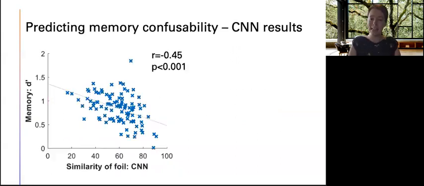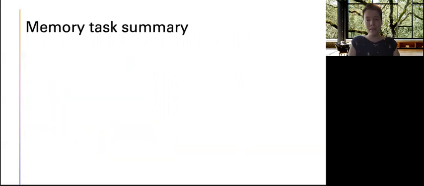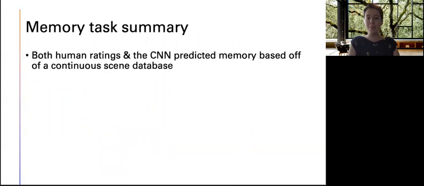What about CNNs? Well, we find that, like human similarity ratings, memory confusability for scenes is linearly predicted by the CNN, and the CNN actually did a slightly better job at predicting human memory than the human similarity judgments. So in summary, both human similarity ratings and the CNN did a pretty good job at predicting memory confusability for scenes, which is especially impressive for the CNN.